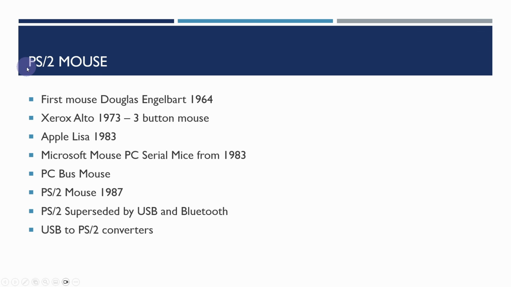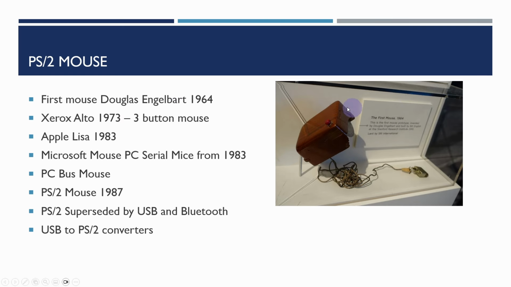So we're going to be enabling the PS2 mouse. Now, the first mouse was produced by Douglas Engelbart in 1964, and the original mouse is actually in a museum, not entirely sure where that is. The first mice really were from 1973, Xerox. Apple Lisa had one in 1983. The Microsoft mouse, the PC serial mouse, was available from 1983. Then came the bus mouse, and then the PS2 mouse came out around 1987.